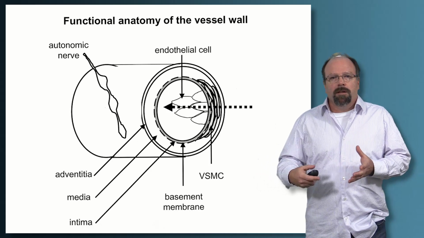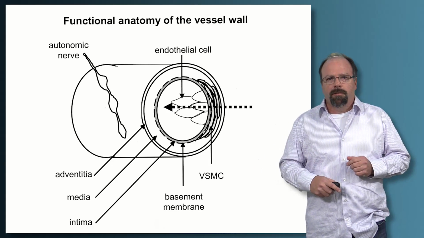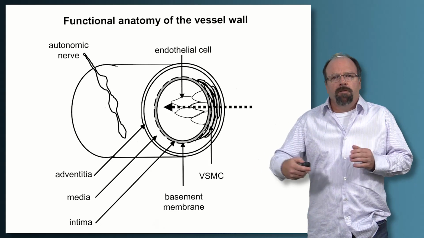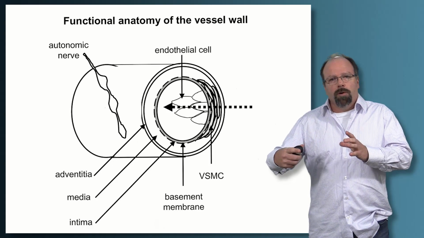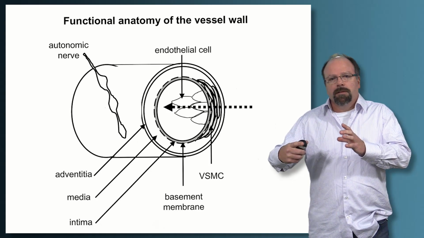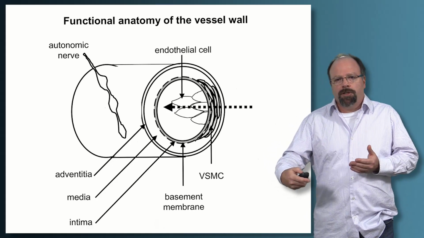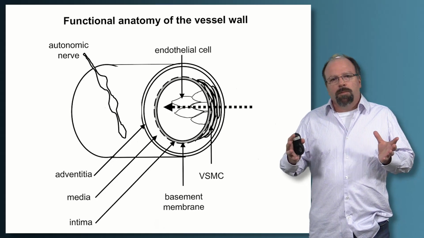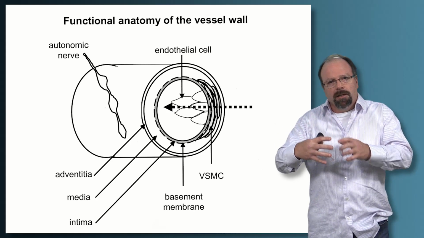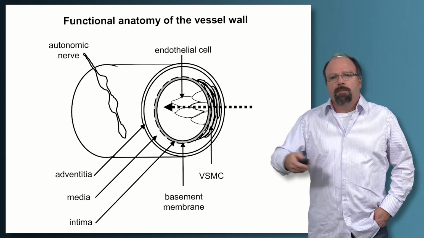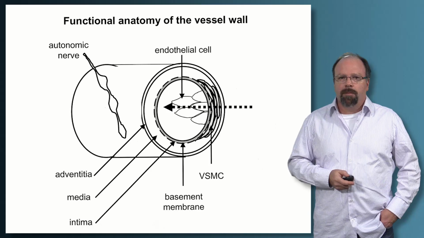If we look at the medial layer, that's really the wall of the vessel. And this is made up of vascular smooth muscle cells. This provides not only structural support, holding the vessel together, but it also provides a functional component, because these smooth muscle cells can circumferentially contract within the vessel wall to help the vessel change its diameter.